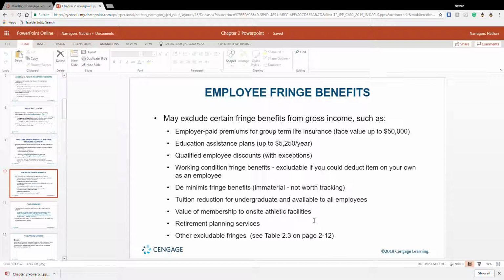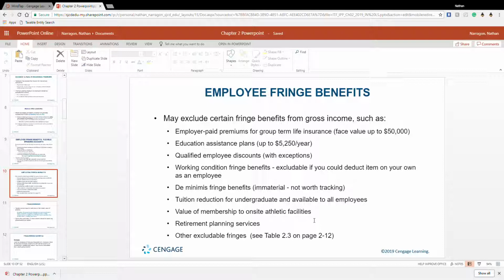We may have education assistance plans. This is only up to $5,250, but again, that can help out. Especially, I mean, if you work like, I know Taco Bell and Walmart very much are big on this part because they want to get their workforce educated, because they like to hire within a lot of times. You've got the qualified employee discounts with exceptions. So again, another benefit that the employer can offer.